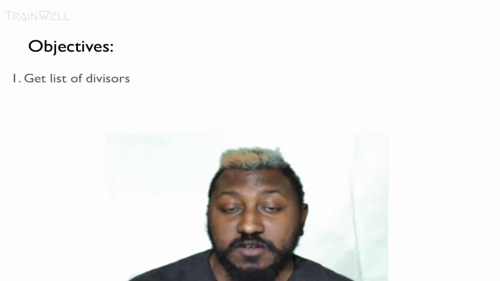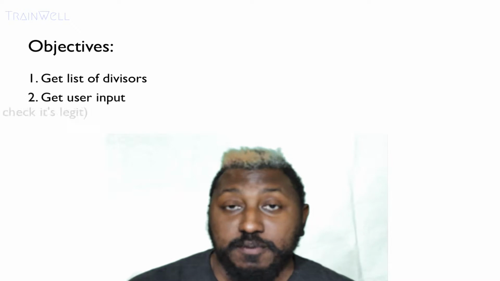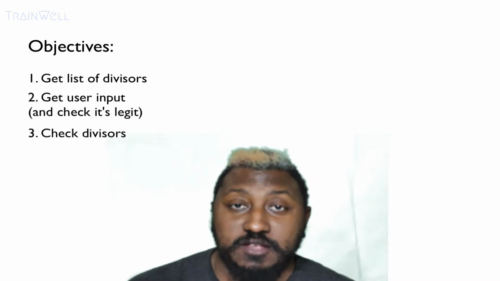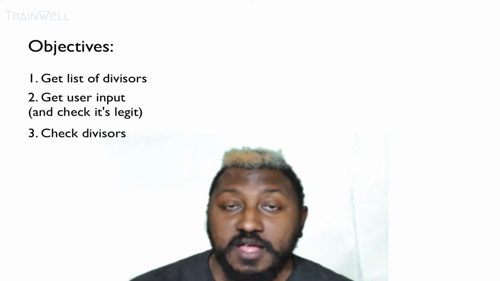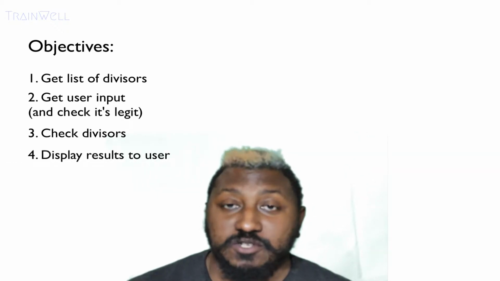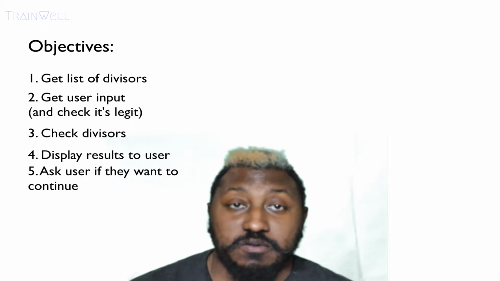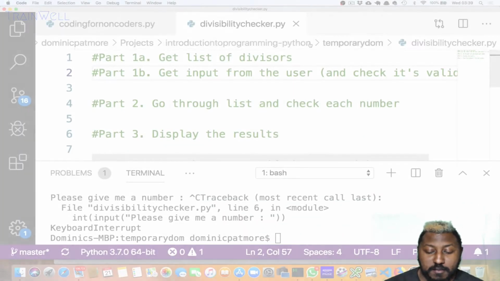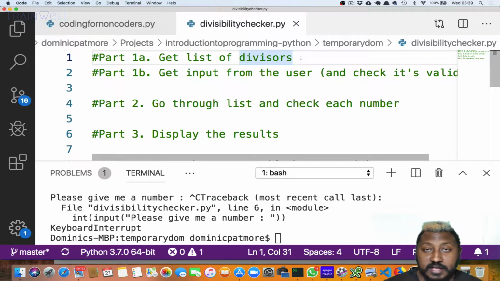I've broken this down into four small missions. The first one is have a list of divisors. The next is get input from the user and make sure it's a real number. Then go through the list and check which numbers divide that number. Return that list back to the user, and then give them an option to do another number or just to stop. So that's how I'm going to do it here, as you can see in my coding environment. And as I said, I'm going to be using Python for this, but you can apply this to any programming language you wish to work in.